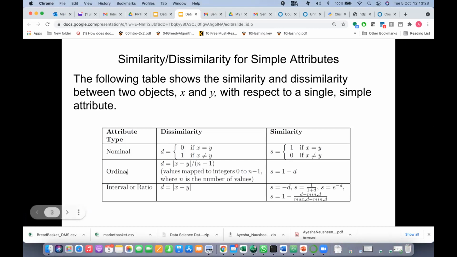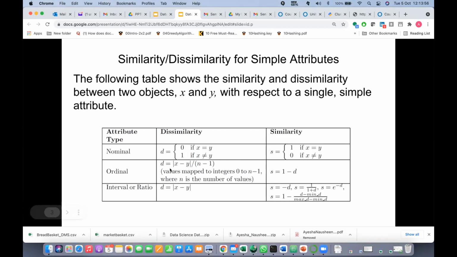So ordinal uses a formula here: d equal to mod of x minus y divided by n minus 1. The values map to integers 0 to n minus 1, where n is the number of values. s equal to 1 minus d. We need to see this in an example later, then we will understand what this x and y are.